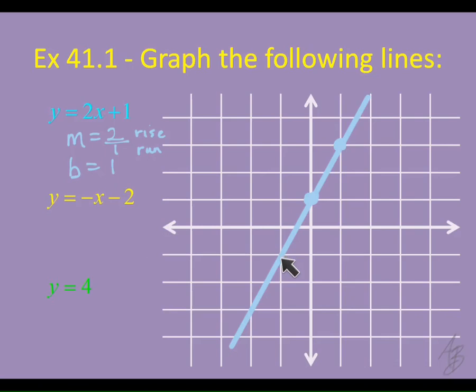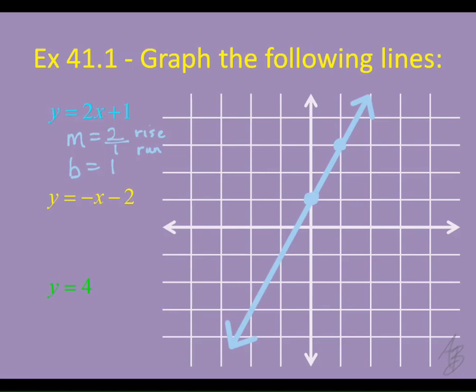Because if we were to plot more points using the slope, we would get a point there and we would get a point there. Right, Jake? Also, I want you to be sure that you indicate that line goes on forever by drawing arrows there.